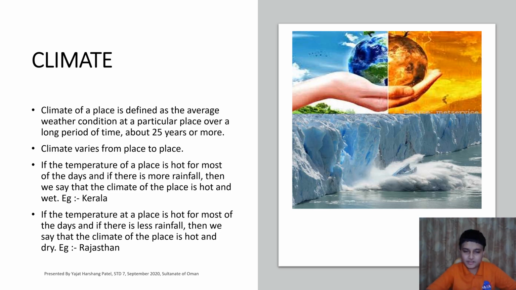If the temperature at a place is hot for most of the days, and if there is less rainfall, then we say that the climate of the place is hot and dry. Example, Rajasthan in India.